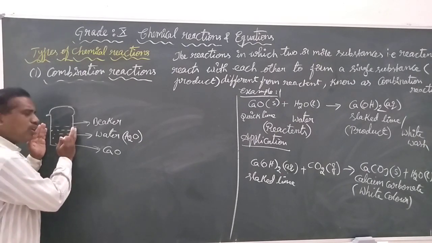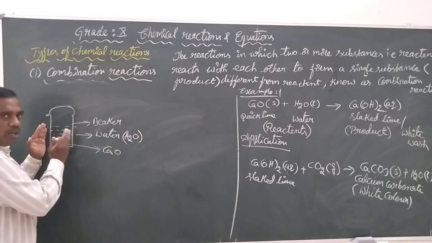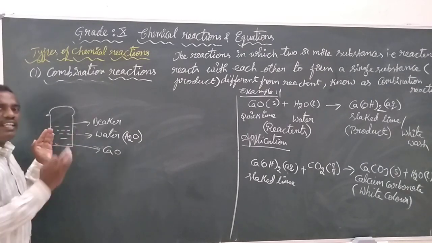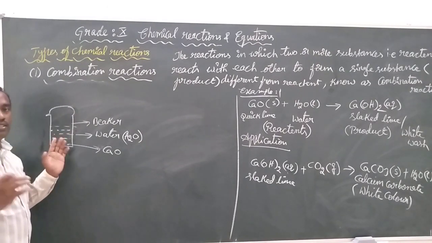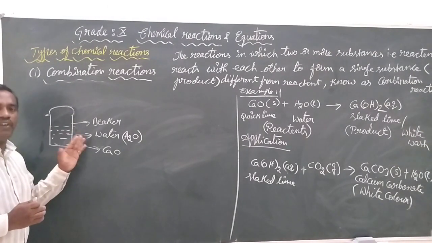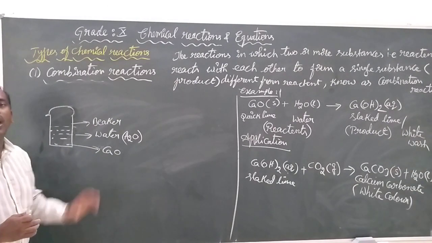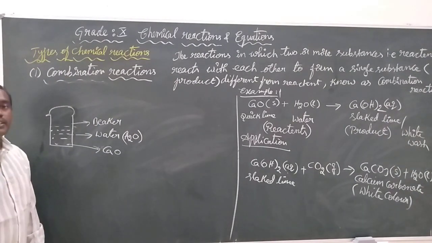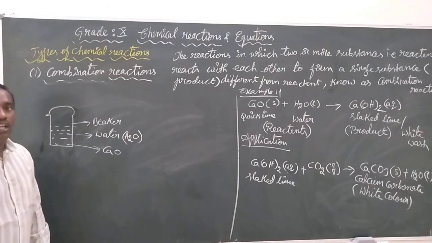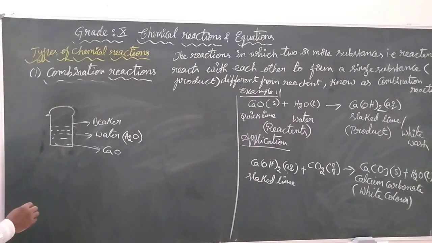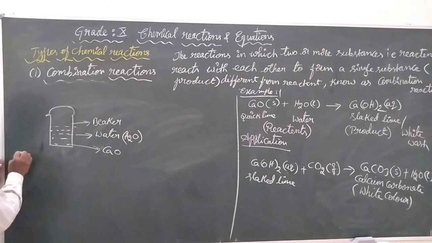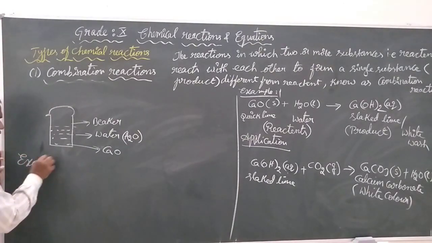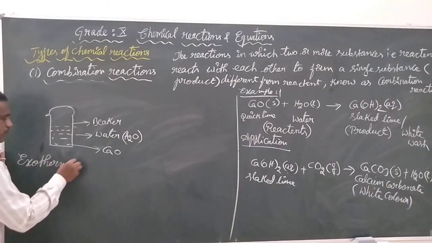When we touch the walls of the beaker, we observe that some heat is evolved out of the container. That means heat is given from the reaction to the surroundings. These types of reactions, we call exothermic reactions. What do we call them? Exothermic reactions.